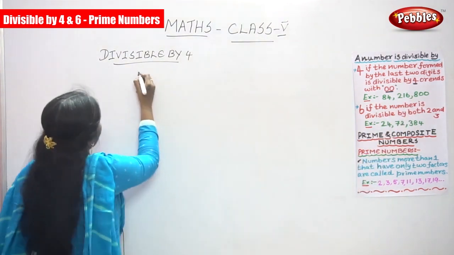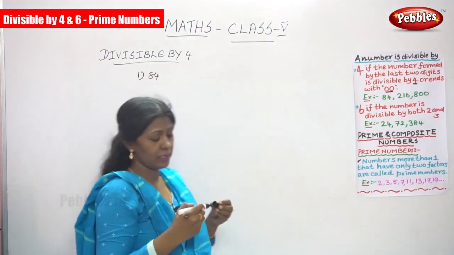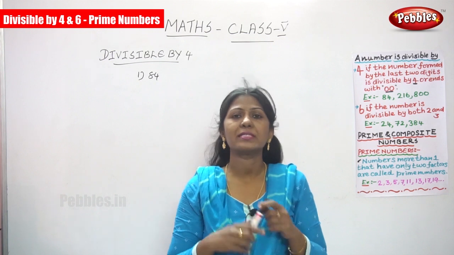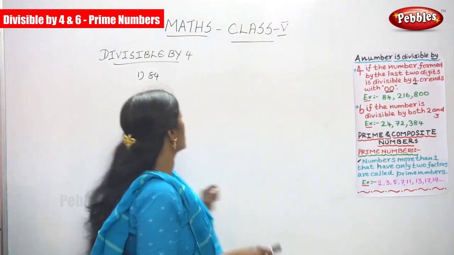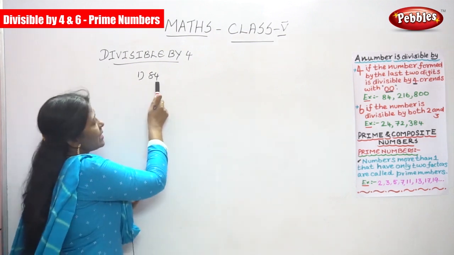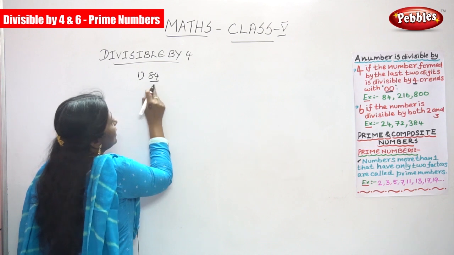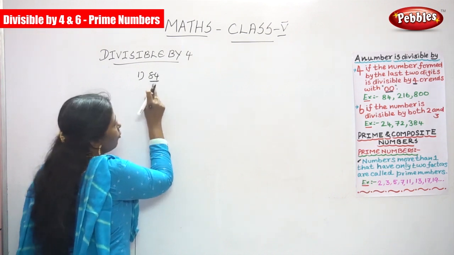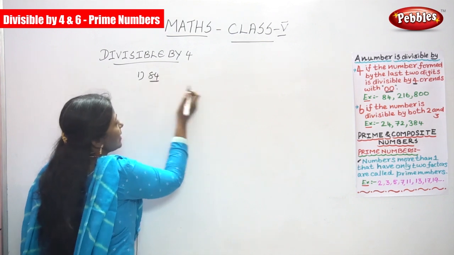The first one is 84. I have told you that the last two digits must be divisible by 4. So what are the last two digits? Ones and tens, 84. We have to check whether this number is divisible by 4 or not. So, the last two digits are 84.